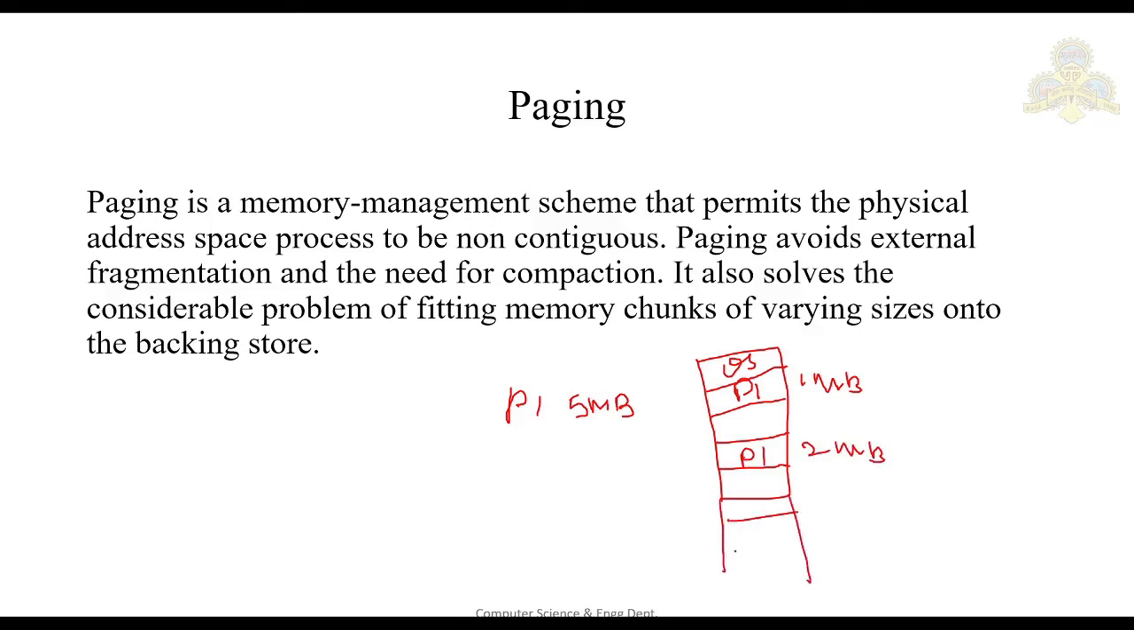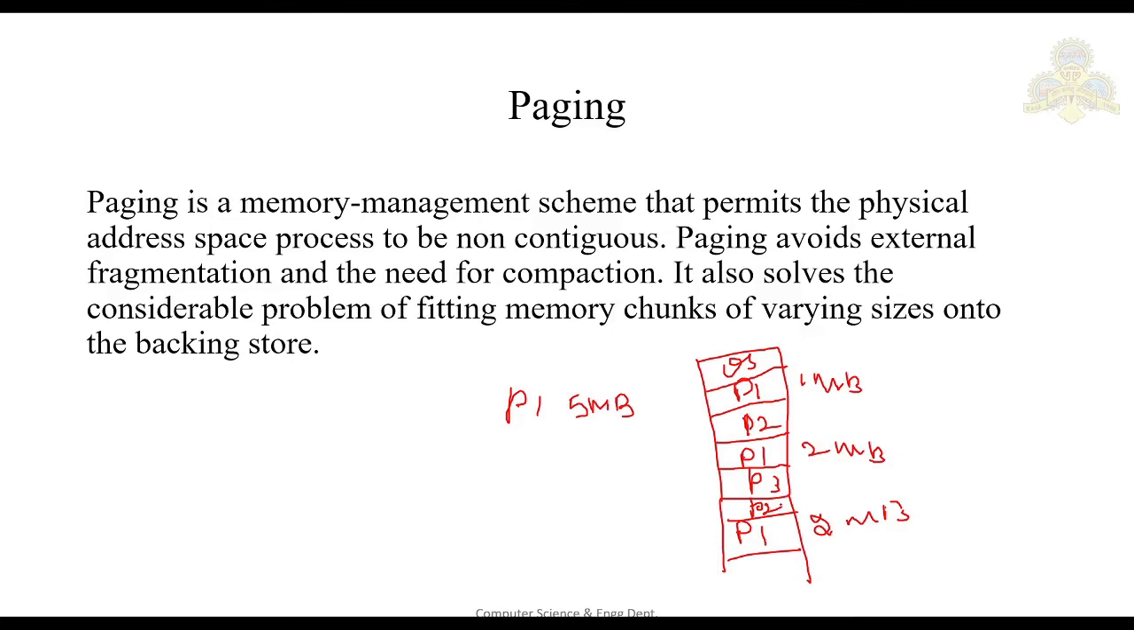Let's say, I'll extend this one. So you have again process P1, again 2 MB. So altogether we have 2 plus 2 plus 1, that is 5 MB of process P1, but it has not been kept contiguously. So it is non-contiguous, right? So 1 MB of process P1 is here. Suppose you have P2 here, then again P1 comes, then again P3, P2, something like this. That means your process is not kept continuously in the main memory, right?